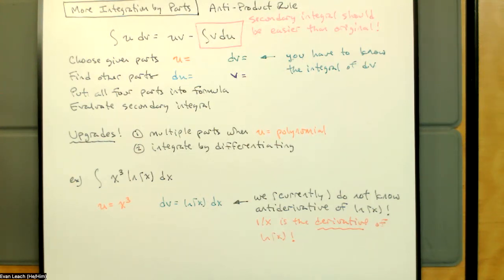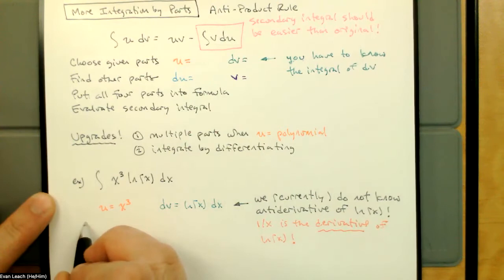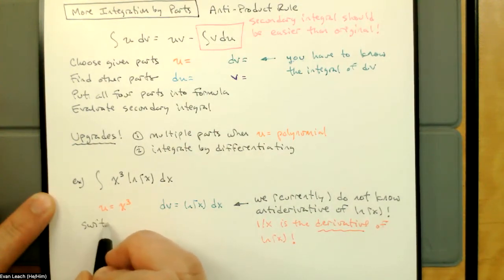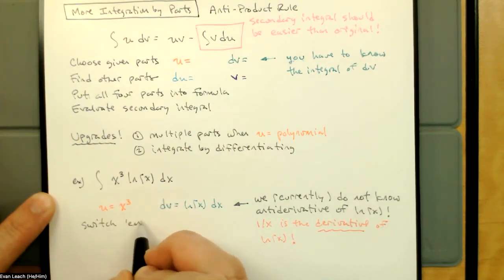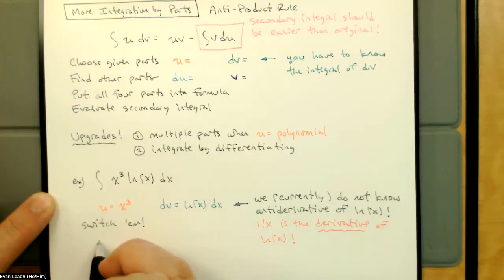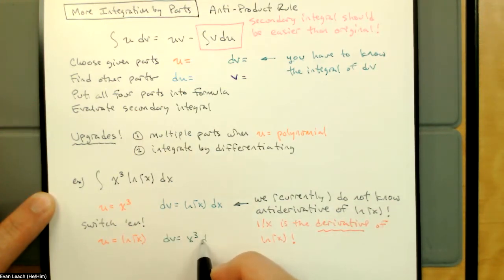Fortunately, this came from a choice. We were blocked because our choice was bad. All we have to do is go back and choose the other way. We'll just switch them around. I don't know the antiderivative of natural log of x, but I know the derivative of natural log of x. So I'll put natural log of x in the u location, and dv will be the x cubed.